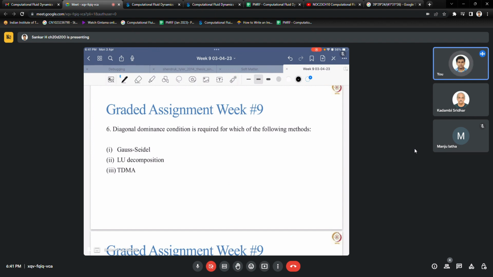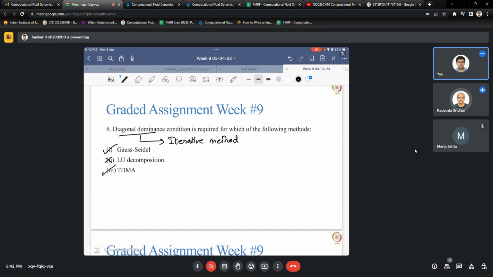Question number 6: diagonal dominance condition is required for which of the following methods? Basically, one and three, right? Because one is iterative, the second one is not. But I didn't understand why TDMA requires diagonal dominance. TDMA is not an iterative process, right? Any iterative method will require the use of diagonal dominance. Correct. But is TDMA iterative? I'm not sure. Actually, it's not iterative.